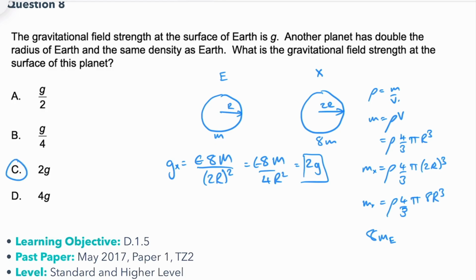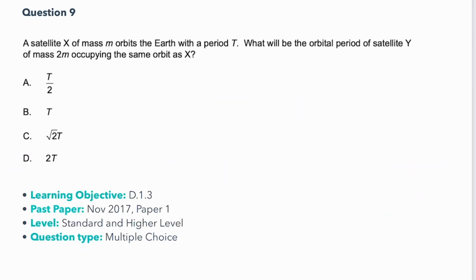The answer is C. Question 9. A satellite X of mass m orbits the Earth with a period T. So we've got the Earth here, the satellite's orbiting at a radius r, it's got mass and time period. What will be the orbital period of satellite Y of mass 2m occupying the same orbit as X? So we've got another satellite Y. It has a mass of 2m but the same orbit, so the same radius.